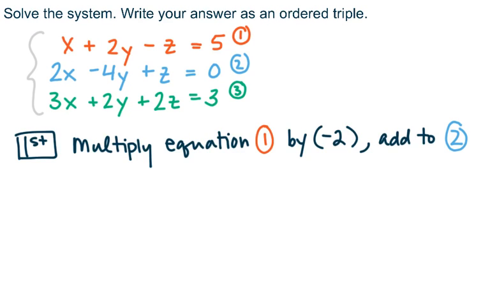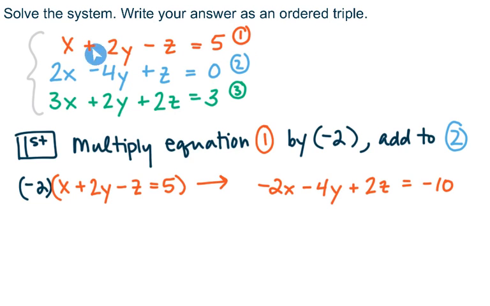So I've gone ahead and I've labeled my three equations, equation 1, equation 2, and equation 3. Those numbers are in circles. That means they're identifying the three equations. And my first step is going to be to multiply equation 1 by the scalar value negative 2 and add that to equation 2. So what would that look like?